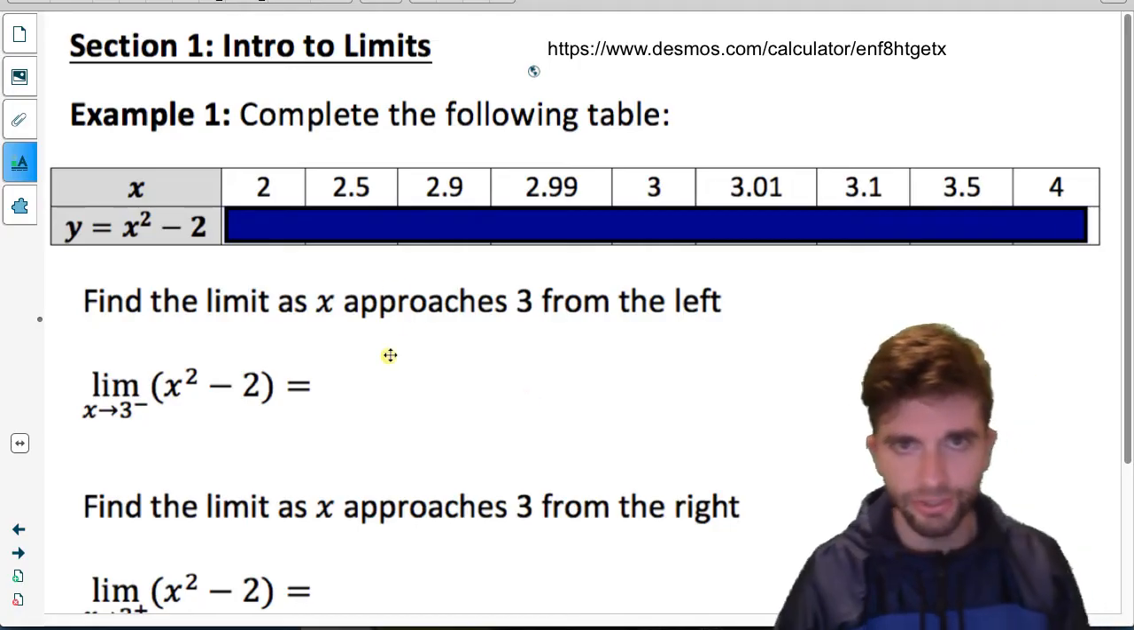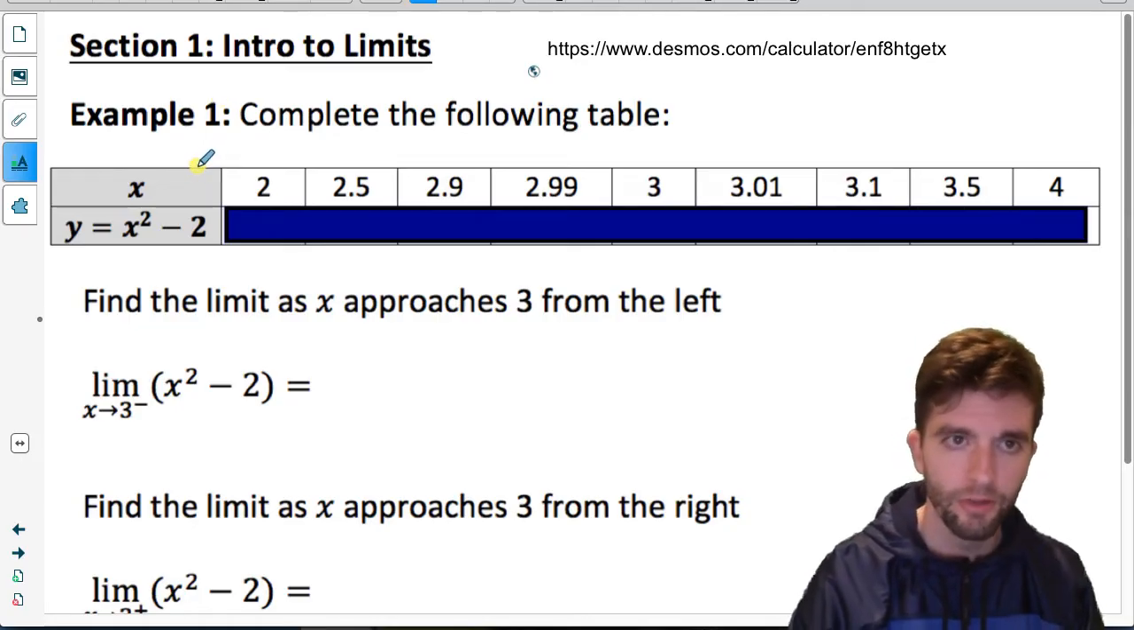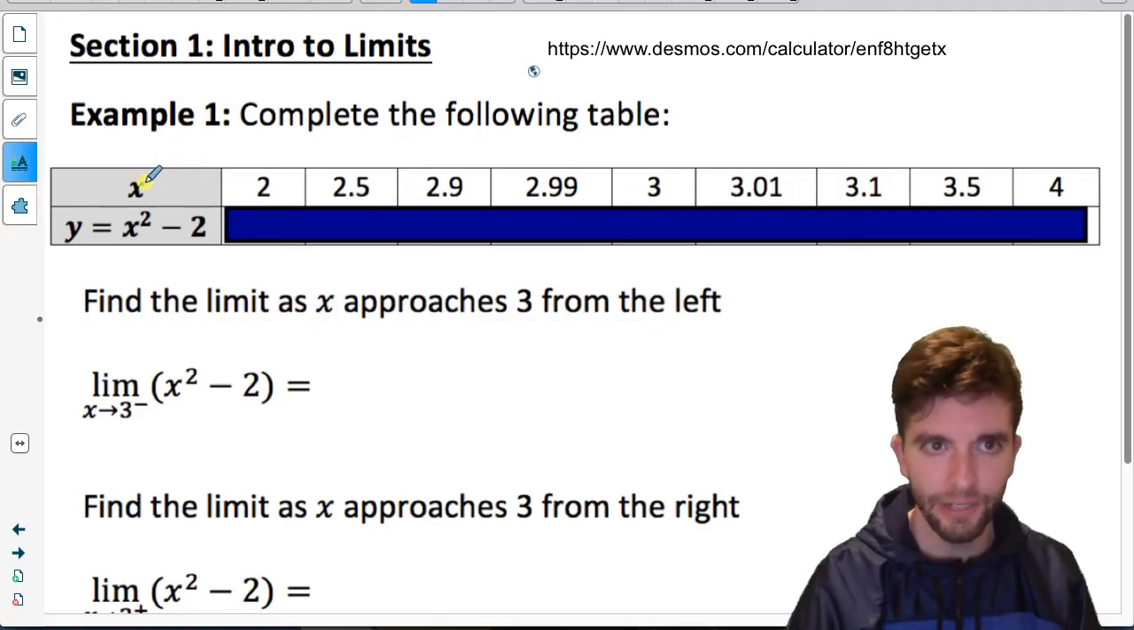Okay, now that I've introduced you to the idea of a limit, let's do an example here where we get to understand the notation for limits. So like I said, when we do limits, we're going to be letting the independent variable x go towards a certain value, and then figure out what the y values are trending towards as the independent variable goes towards a certain value.